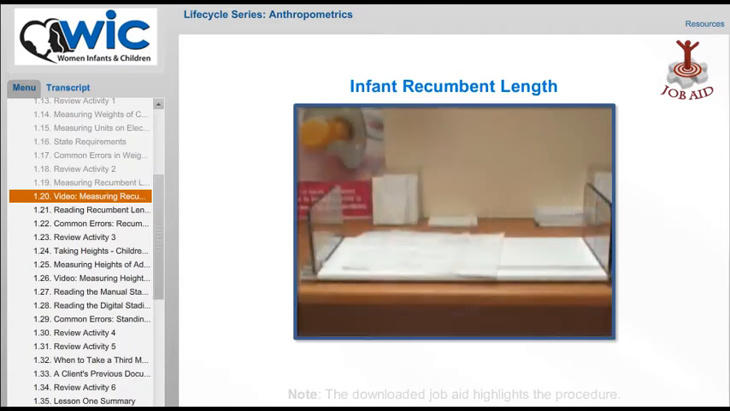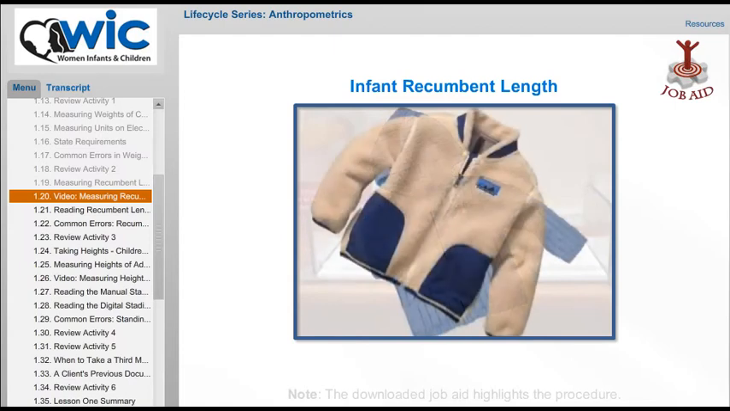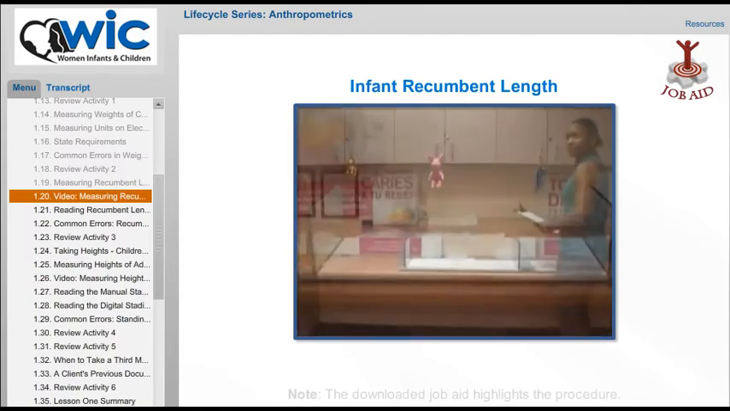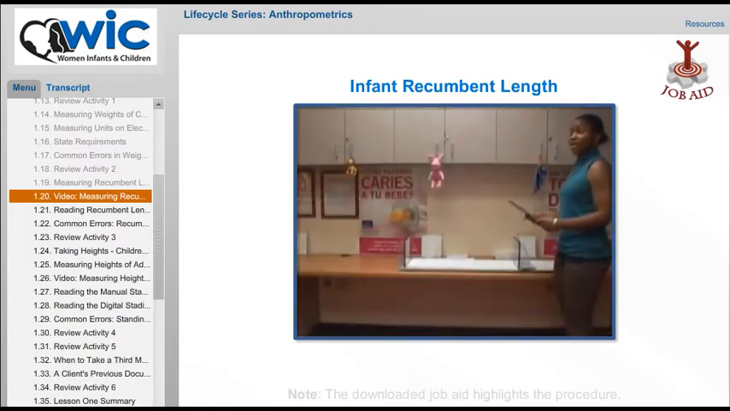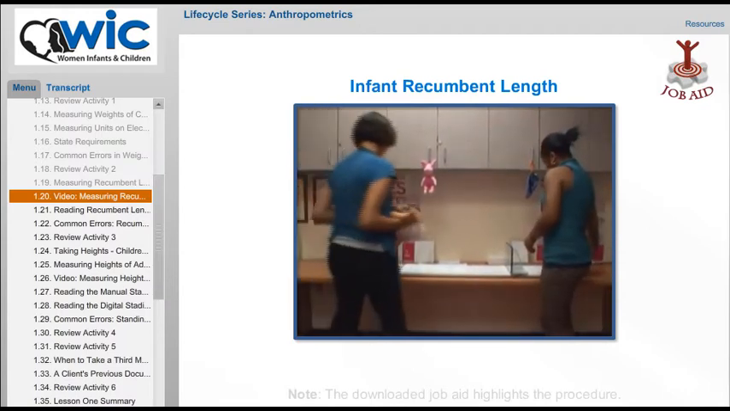In this video, we'll be measuring the length of a 2-month-old infant using a recumbent length board. Before measuring, have the caregiver remove shoes and any heavy clothing the child might be wearing. Make sure that a paper liner is placed onto the board and that the child's diaper is dry. Have the caregiver change it if necessary.